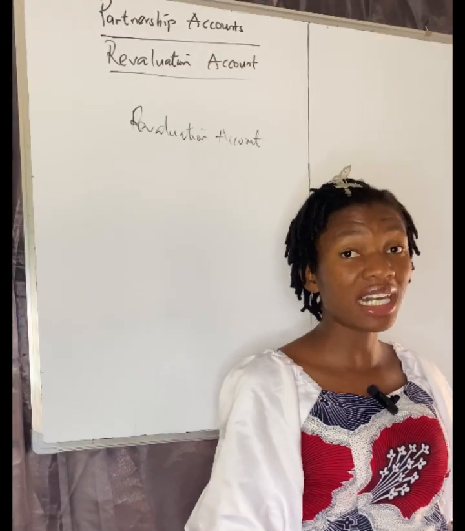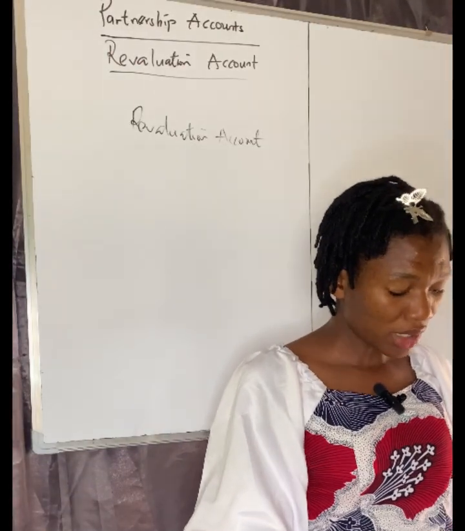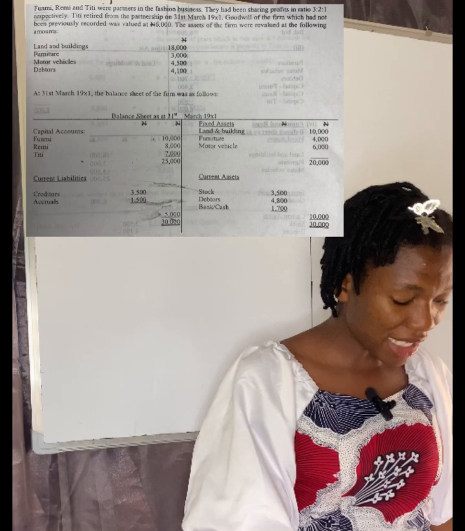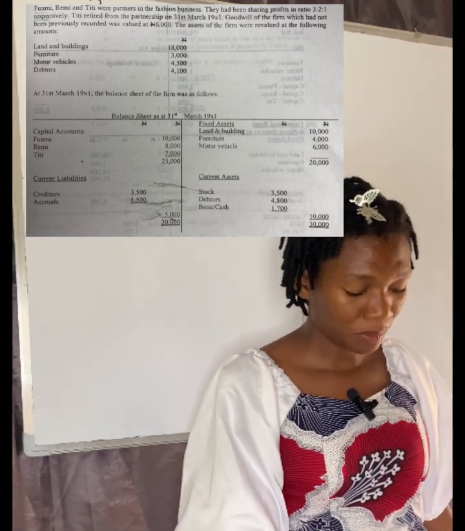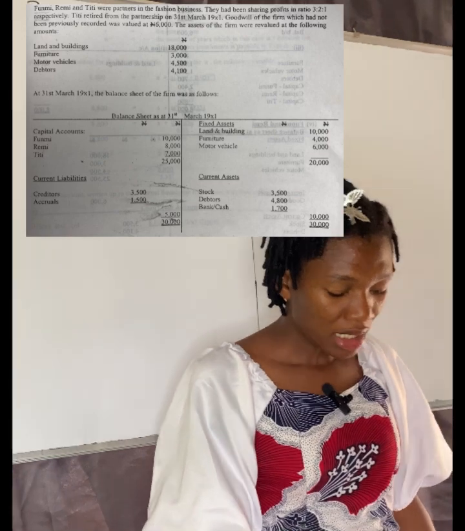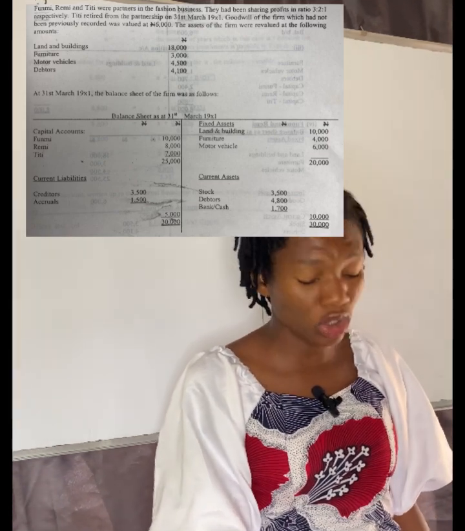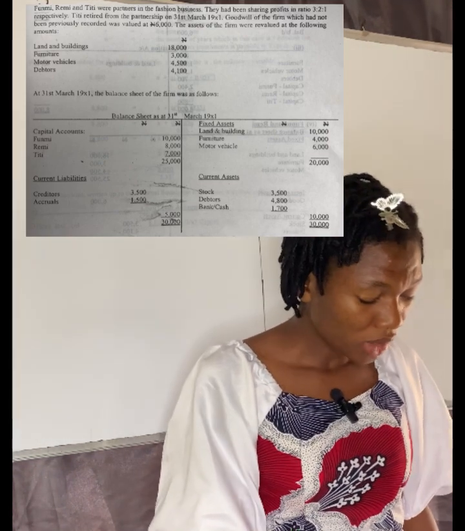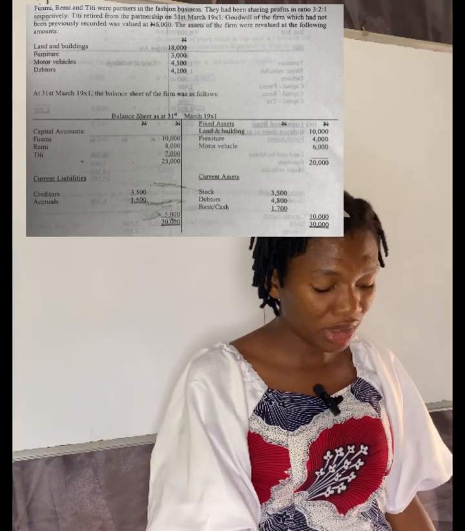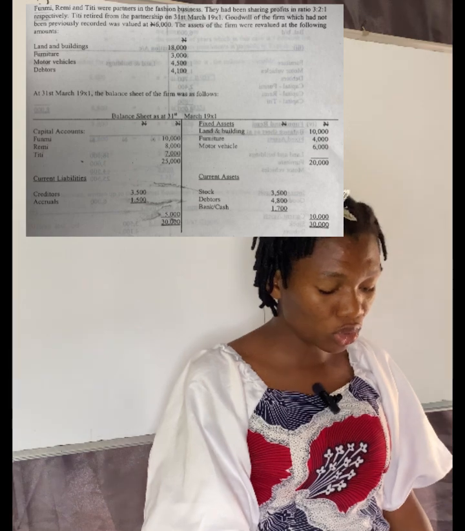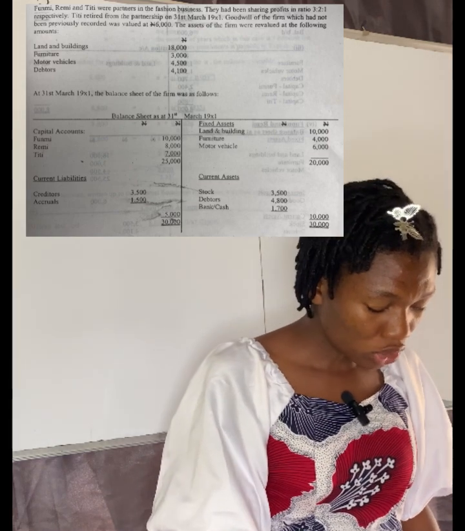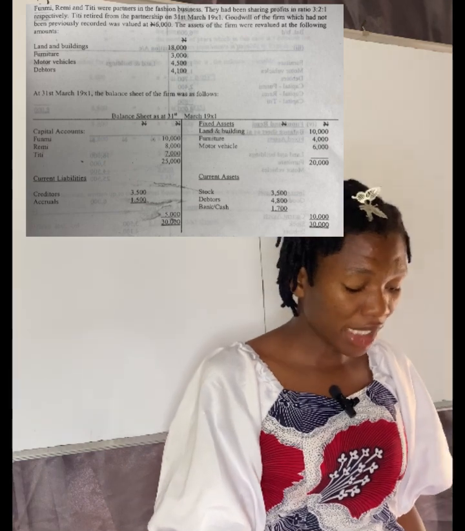So we have an illustration before us. Fumi, Remy, and Titi were partners in a fashion business. They have been sharing profits in the ratio 3:2:1 respectively. Titi retired from the partnership on 31st of March 1991, and the goodwill of the firm, which had not been previously recorded in the books of accounts, is now to be valued at 6,000 naira.